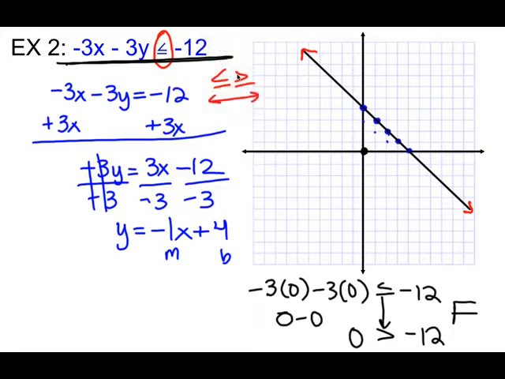So instead of shading the side where 0, 0 works, we're going to have to shade the other side of the line. Anything in the non-shaded region is not going to work in the problem, but anything up in the shaded yellow region is going to work in the math problem. And now we've done 2 examples of graphing inequalities.